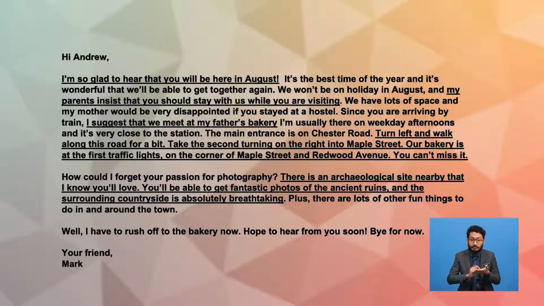"How could I forget your passion for photography? There is an archaeological site nearby that I know you will love. You will be able to get fantastic photos of the ancient ruins, and the surrounding countryside is absolutely breathtaking." This part matches with this note, as he is suggesting interesting places for Andrew to take some photographs.